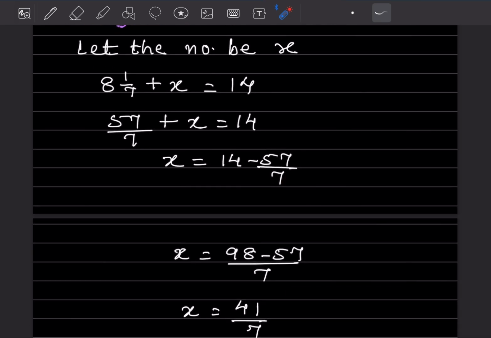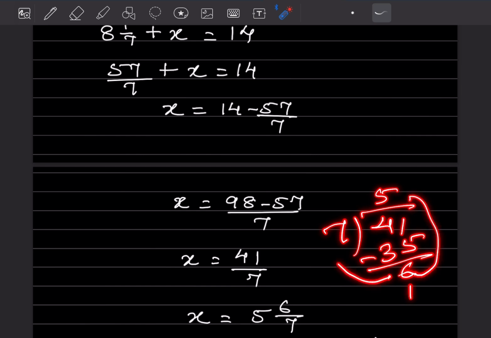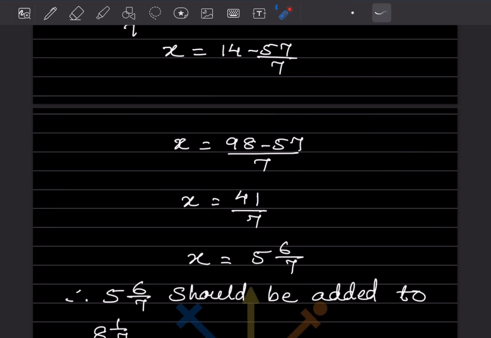Now you will take the LCM. So this is going to be 98 minus 57 by 7. So this will be 41 by 7. So 41 by 7 is going to be 5 integers 6 by 7. So we can say 5 integers 6 by 7 should be added to 8 integers 1 by 7.